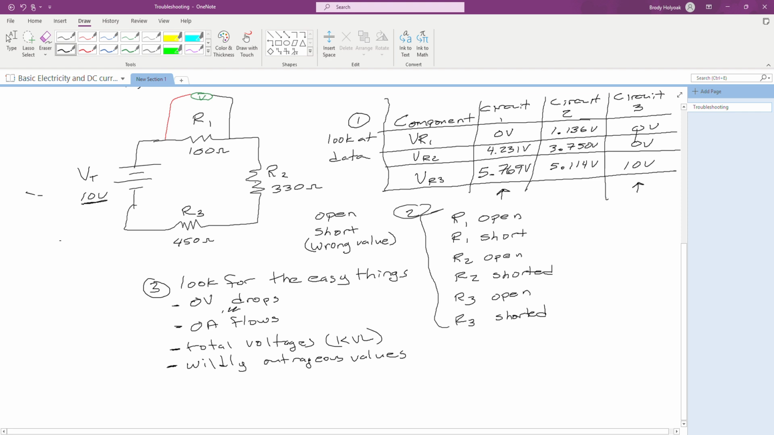I've got maybe something that's coming in with a parallel network, and I know we haven't learned about that yet, but we will in the next week. It's just something to be aware of. Okay, so based on our voltage circuits up here, we're going to go through these one at a time, looking for the easy things. Our 0-volt drops. Now this one has 2 0-volt drops and a wildly outrageous value, so there's 3 things going on with this one. Circuit 1 only has one potential red flag right off the bat, which is a 0-volt reading. So what we've got to do is figure out, okay, let's start with circuit 1. Let's go from there.